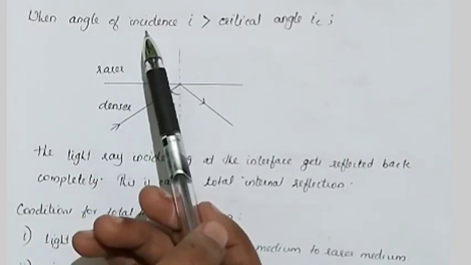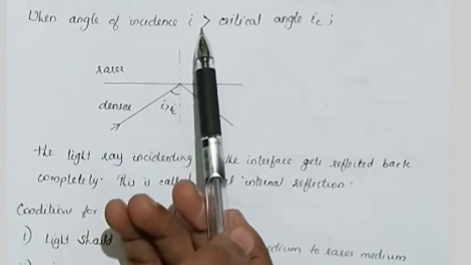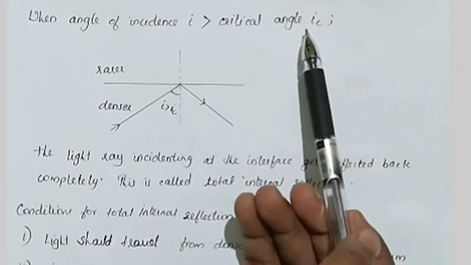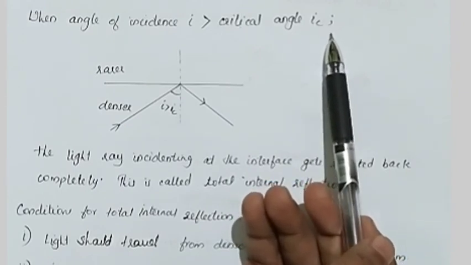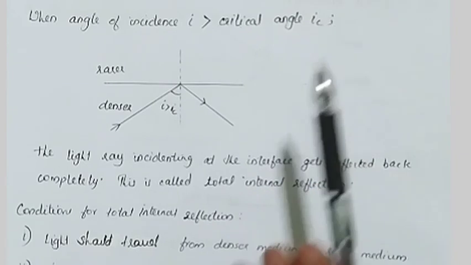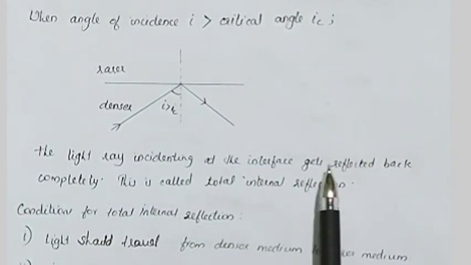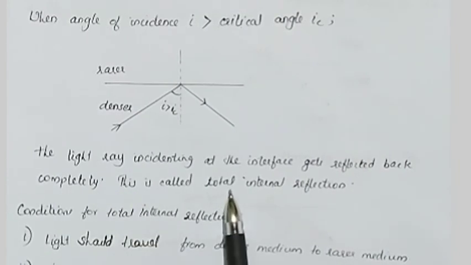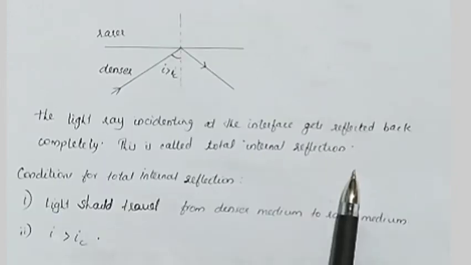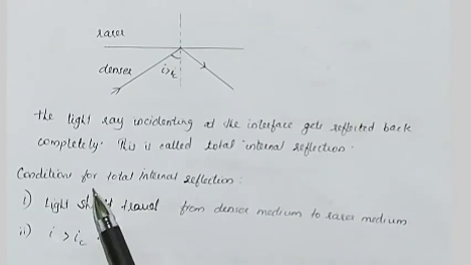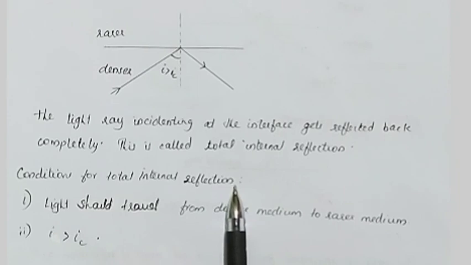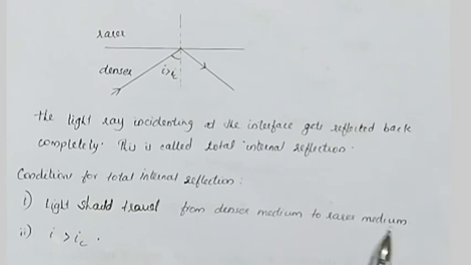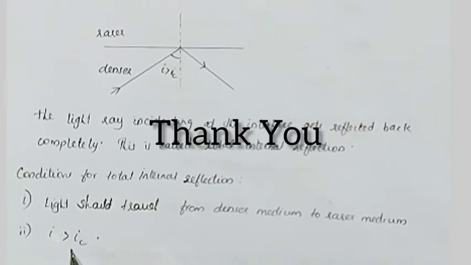Now what happens when the angle of incidence is further increased, that is, when the angle of incidence is greater than the critical angle? We obtain the phenomenon called total internal reflection. The light ray incident at the interface gets reflected back completely, and this phenomenon is called total internal reflection. So we obtain the conditions for total internal reflection: the light ray should travel from a denser medium to a rarer medium, and the angle of incidence should be greater than the critical angle.